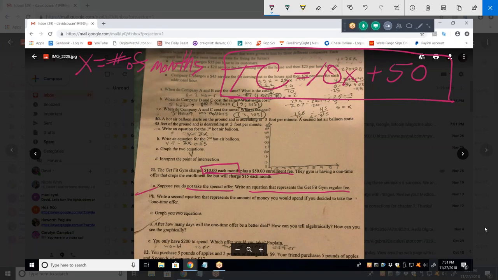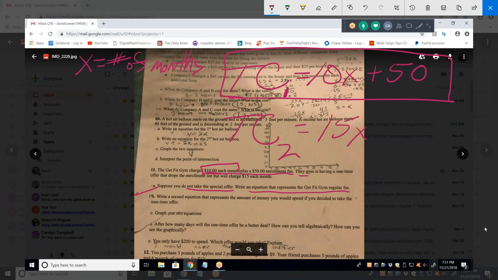Okay. Question B. Write a second equation that represents the amount of money you would spend if you took the one-time offer. Well, the one-time offer drops the enrollment fee but charges $15 a month. So let's call that number two. We'll call that total charge number one. And this is the special offer. What should its equation be? TC equals 15x plus 50.